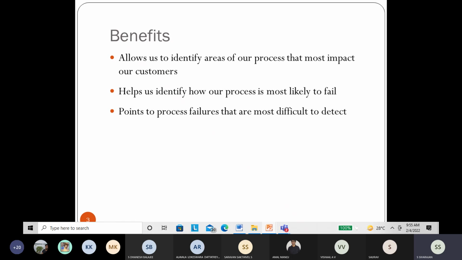On a scale of 10, if it is less severe, I will give 1. If it is very severe, I will give 10. If it is moderately severe, I can give 6, 7, something like that. Same way, detection. So that is very important.